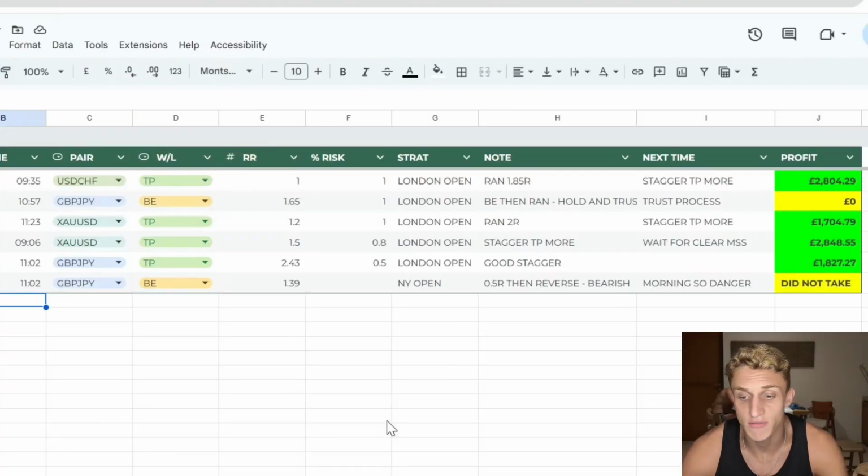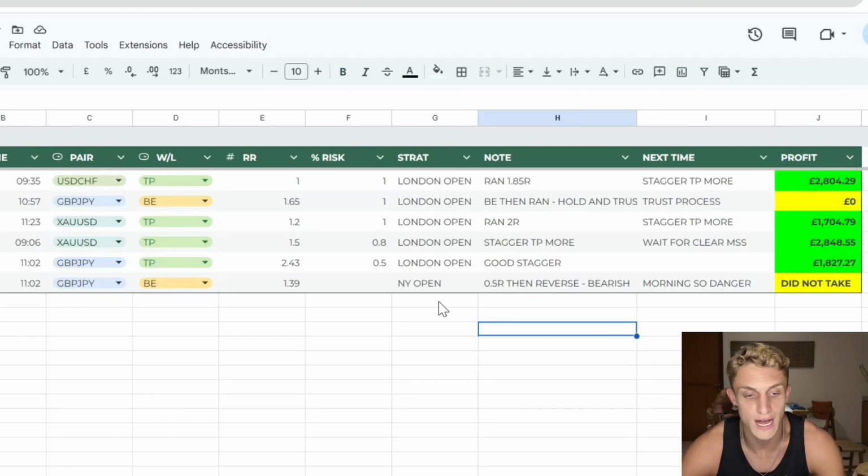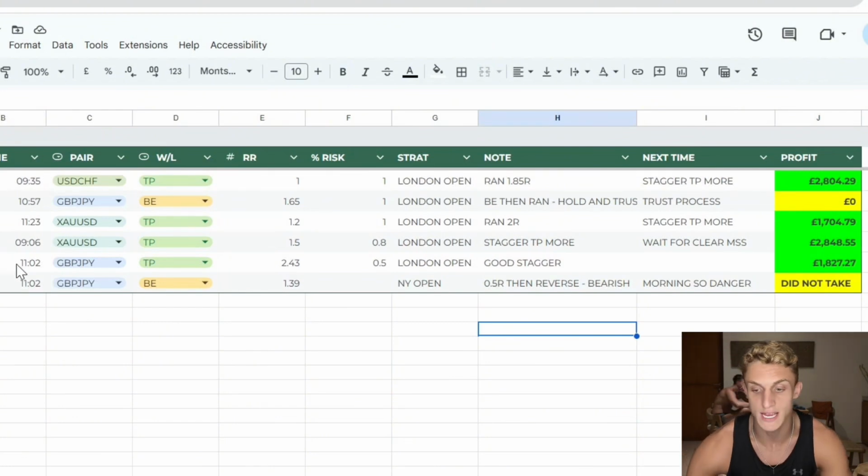In the last 48 hours, I've managed to make £9,184.90, and I've not even had to leave this very room. As you can see here, I've got 5 trades that I took. This is between 9:35 on Monday morning and 2 minutes past 11 on Tuesday morning UK time.